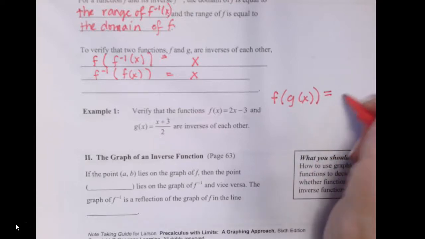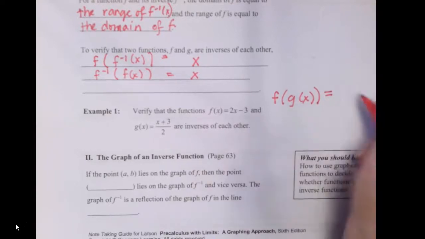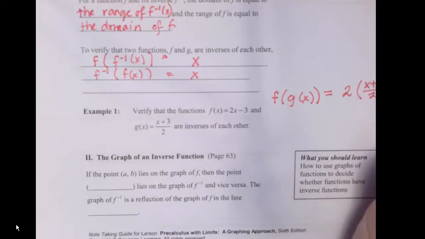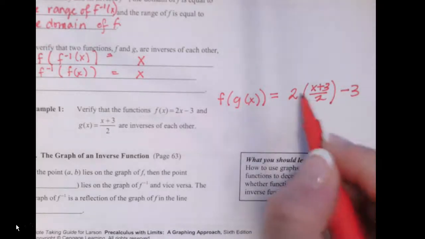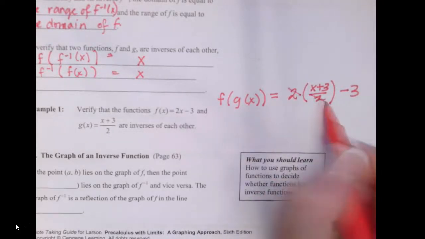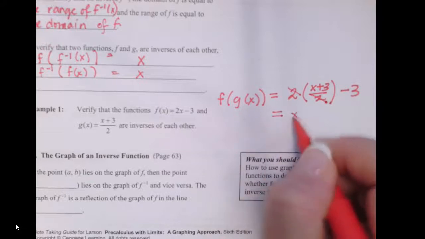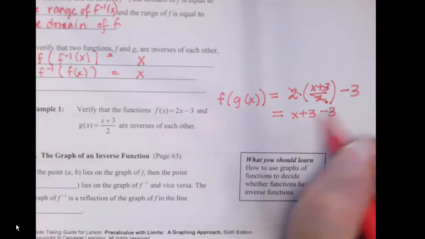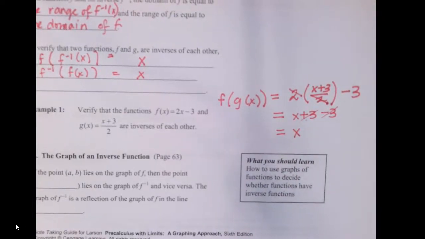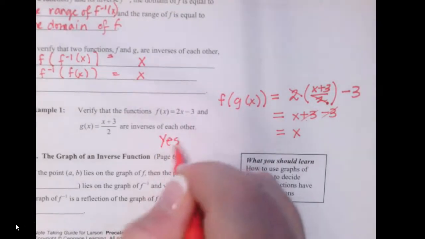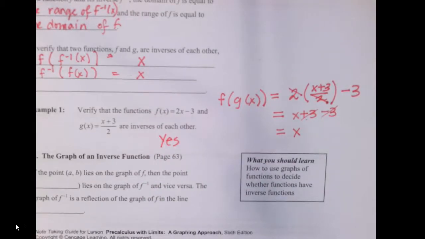Let's see what happens when we do that. We're going to take the f function, which is 2x minus 3, and where the x is, we're going to plug in g, and then we're going to work out the algebra. First I want to cancel my 2, and then I end up with x plus 3 minus 3, and then my 3's will cancel, and I'm just going to end up with x. So guess what? That means, yes, they are inverses of each other.